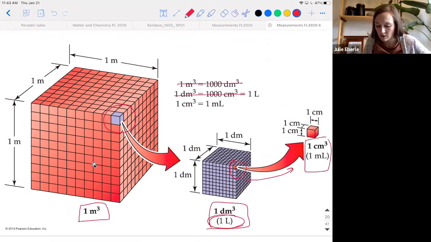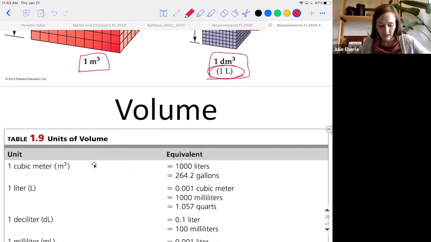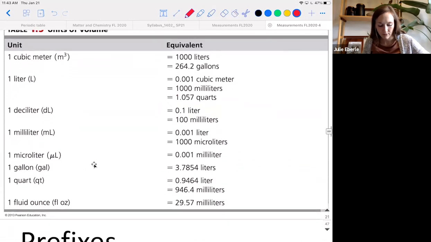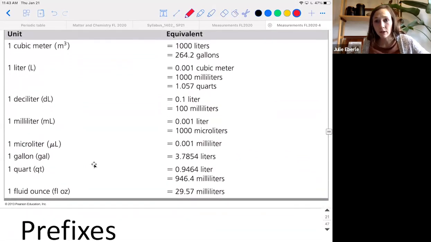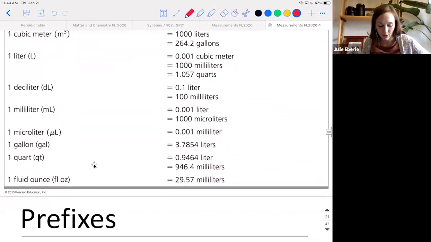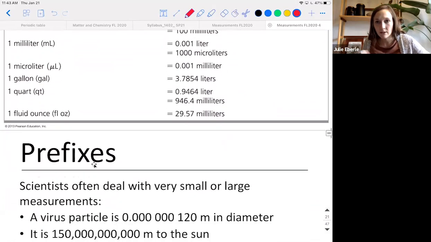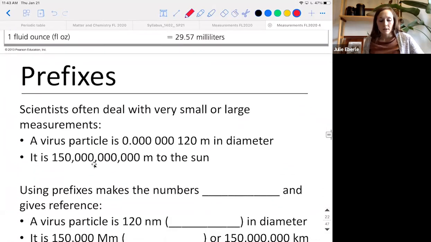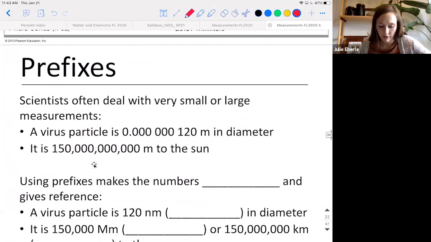You do not have to memorize all these relationships. I do just want you to know this one, okay? All right. That's it for volume. There's a table of equivalents as well, so you can make use of that as you need to. That's it for the units, okay? We're not done with units though, ever. From this point on, units will always be important. But we are going to pause and talk about prefixes, okay? Once we talk about prefixes, we're just going to work problems until we've hit our time for the day.